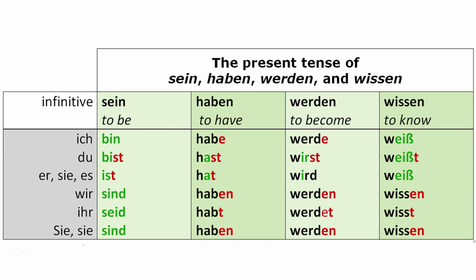Now we are going to learn to know, wissen. Here you can see that st is used on the first three, and ß. It doesn't matter, you can use st, you can use double s. Both are applicable and both are allowed. So ich weiß, du weißt, er weiß, sie weiß, es weiß. Wir wissen, ihr wisst, sie wissen.